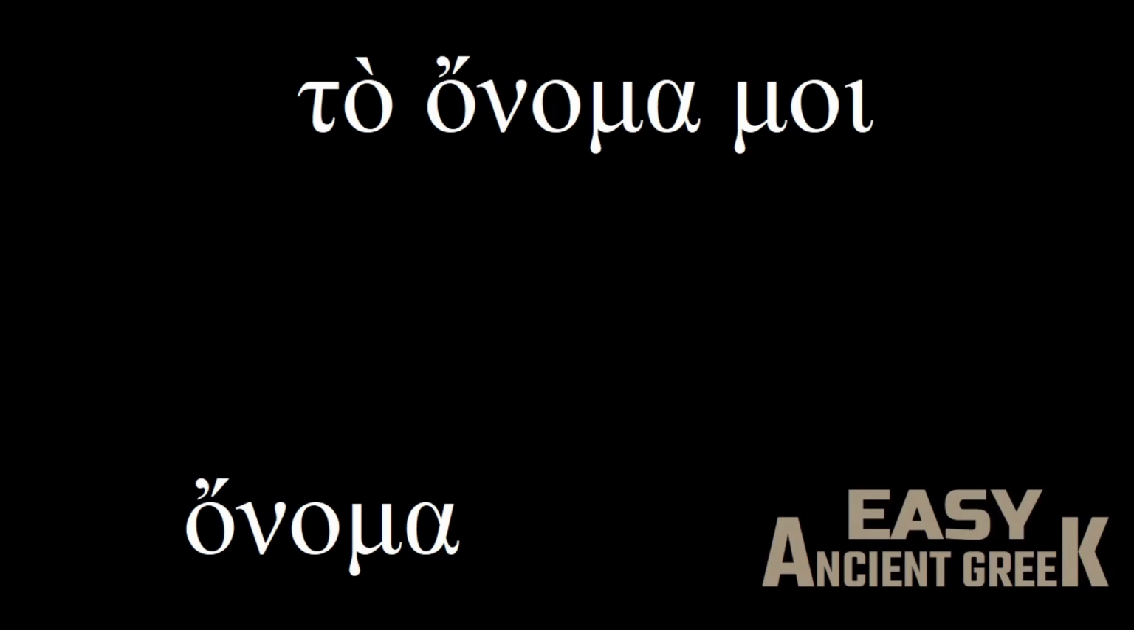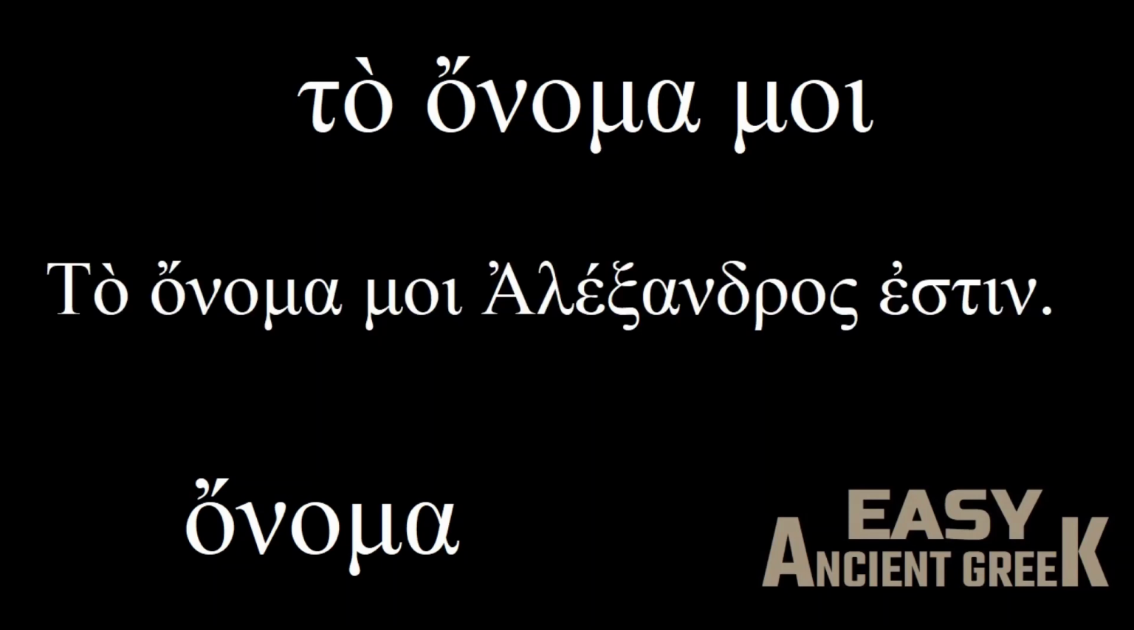Let's say now, my name is Alexandros. To onoma moi Alexandros estin. This will be a name in the story that we're going to have to decline. And in this lesson's part of the story, we will start to learn the genitive, or possessive form.